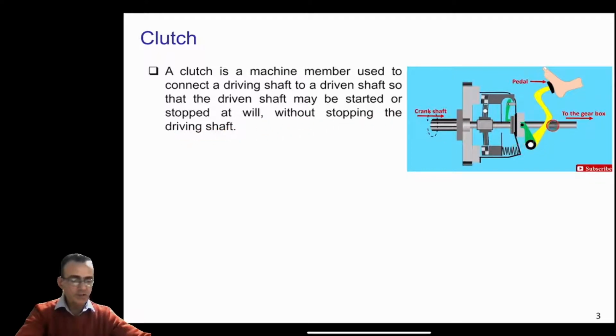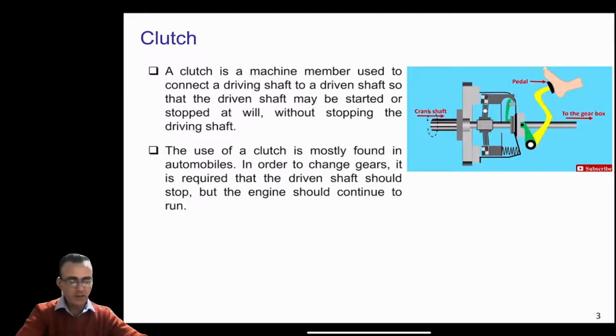As you can see in this case here, this is the driving shaft, and this is the driven shaft. This is coming from your engine, from the crankshaft, and this is going to your gearbox. The main idea of the clutch is to engage and disengage this shaft from this shaft without stopping the whole engine.